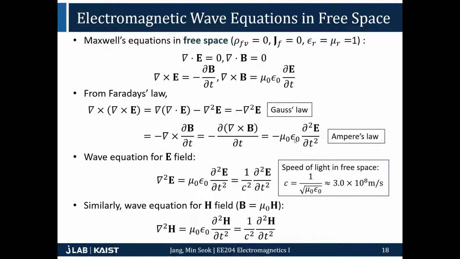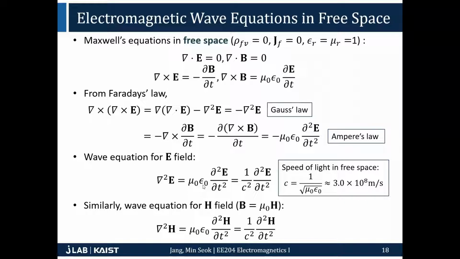Okay, so in summary, what you get for the electric field equation is Laplacian of E equals epsilon 0 mu 0 d squared E/dt squared. So this is the wave equation, right? Second order space derivative and second order time derivative, connected with epsilon 0 mu 0.